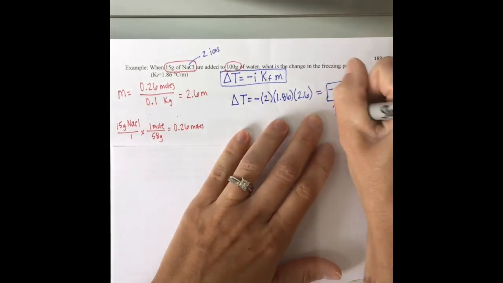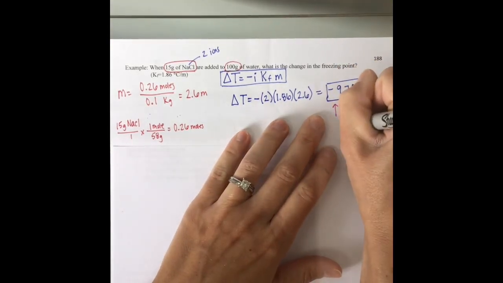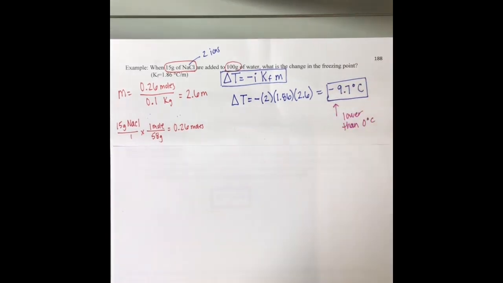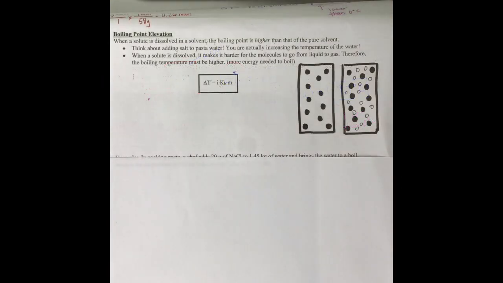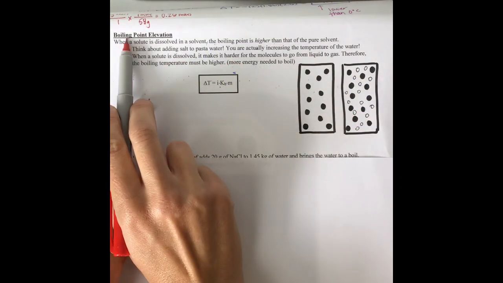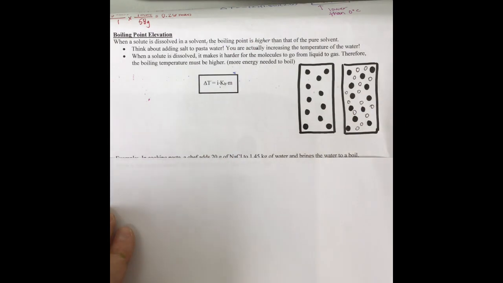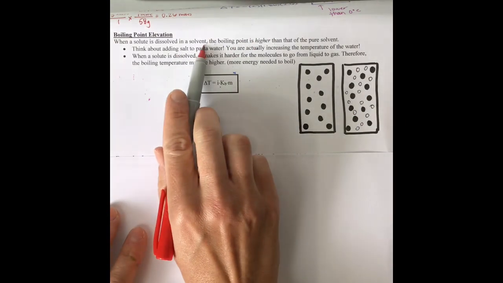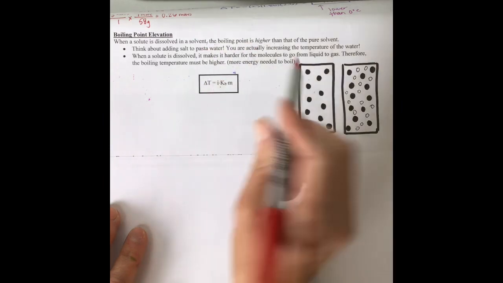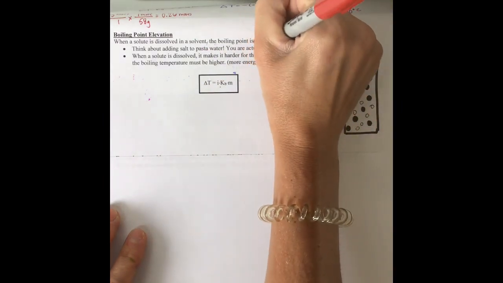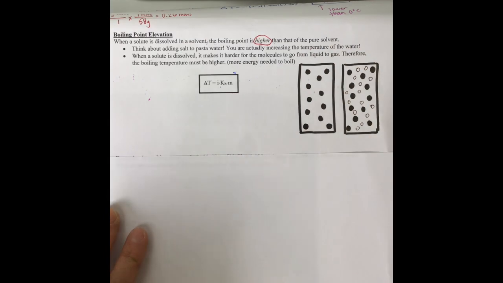Okay, and you can even make a note of that. Lower than 0 degrees Celsius. Okay, so that's how you would do one of those problems. Boiling point elevation is virtually the same thing, except we're talking about the temperature at which the solution boils instead of freezes. This would say that when a solute is dissolved in a solvent, the boiling point is actually higher than when it's just a regular solvent.